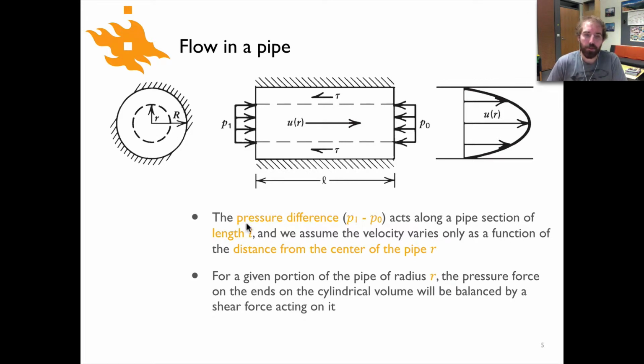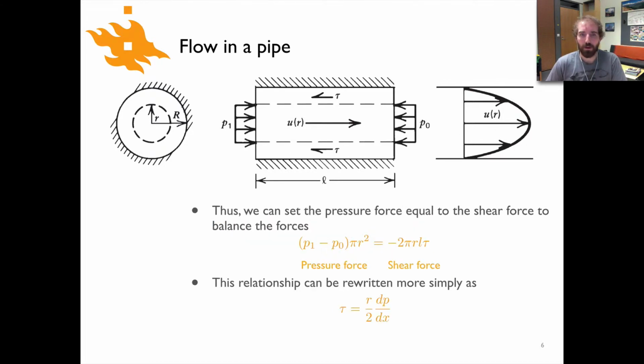to whatever position within the pipe. So for a given portion of the pipe with a radius lowercase r, the pressure force on the ends here and here will be balanced by a shear force that's acting within the fluid, here labeled as tau, and you can see it's acting in the opposite direction of the flow of the fluid in the pipe. So we can then set our pressure force as a result of the change in pressure equal to the shear force, and then balance the forces that are acting on this fluid.